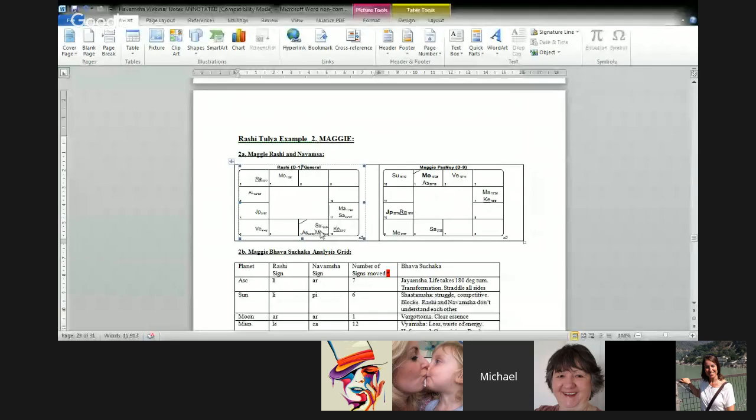Sun in Libra, so Sun very close to its greatest debilitation. Moon in the 7th house in Ashwini, in Aries. Notice that Maggie has a Vargotama moon like I do. Notice that Maggie has Vargotama Jupiter. And indeed, in her Navamsha, she has Jupiter conjunct Rahu, which is considered dangerous.